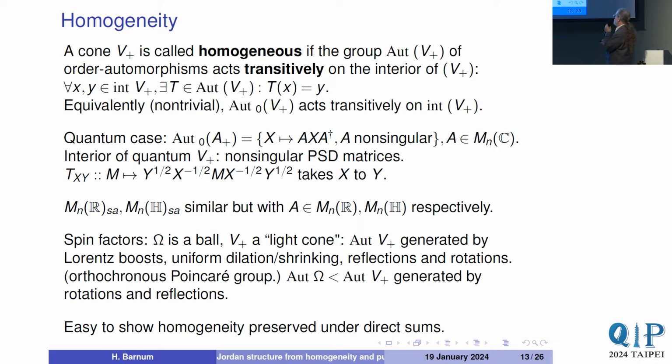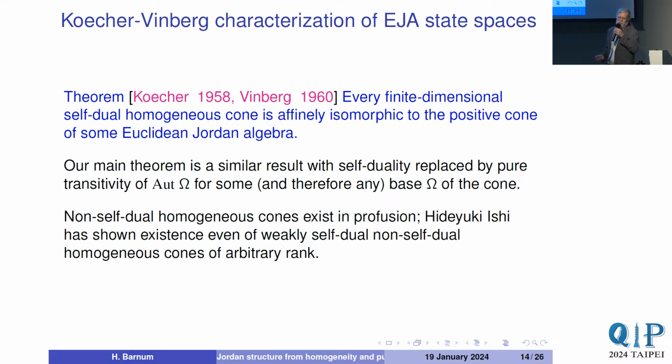And it works the same for the other matrix Jordan algebras. You need real or quaternionic matrices. For the spin factors, this is a ball, and you're basically dealing with the Poincare group as your automorphism group. That's going to act transitively on this sort of generalized light cone in p space and 1 time dimension. And it's easy to show that it's preserved under direct sum. So in particular, the classical cone, which is just the non-negative orthant, is homogeneous.